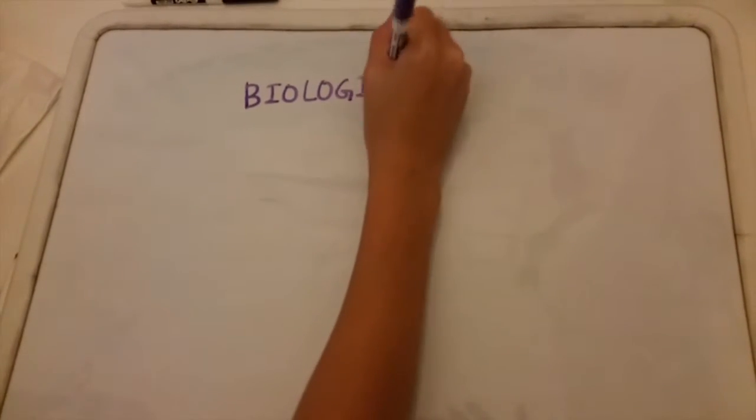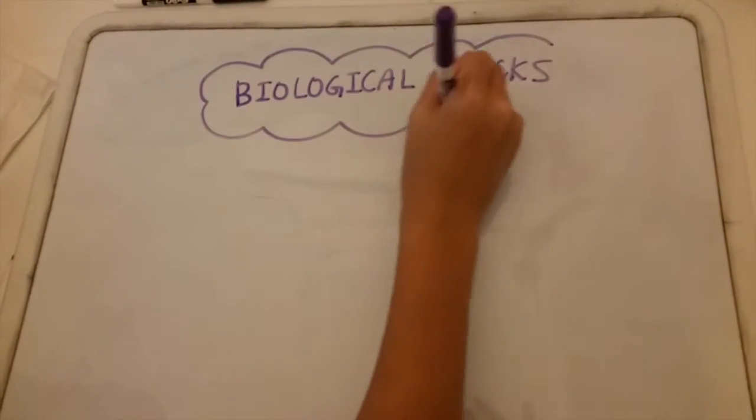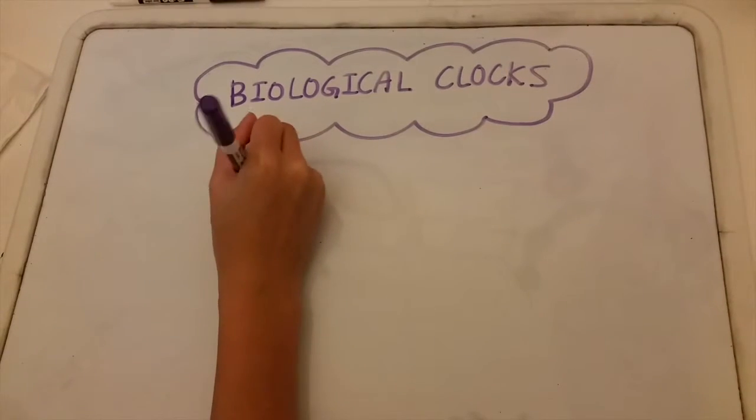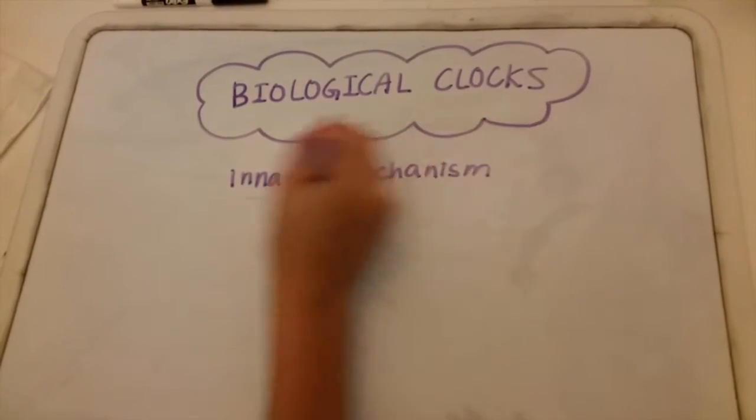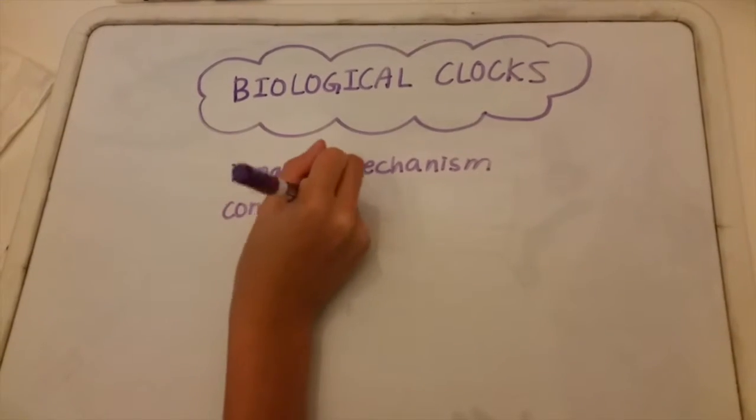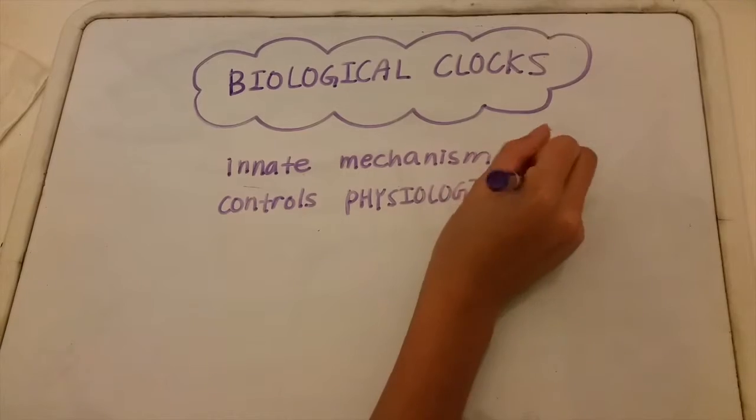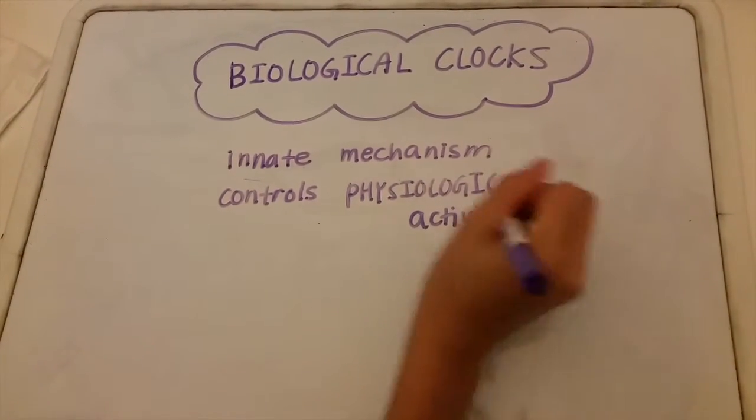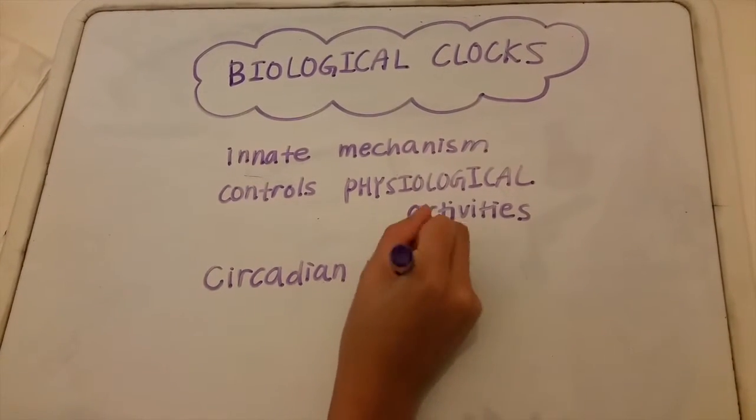Let's move on to biological clocks. A biological clock is an innate mechanism that controls the physiological activities of an organism that change on a regular cycle. Circadian rhythms are physiological cycles with a frequency of about a day that are not directly affected by a known environmental variable.